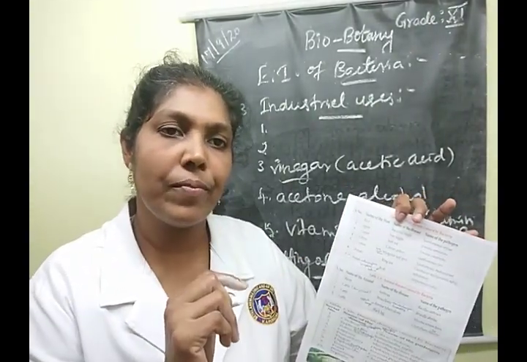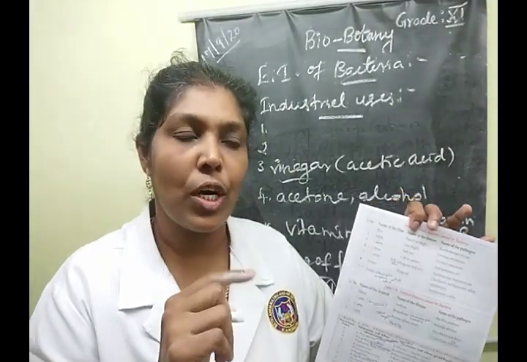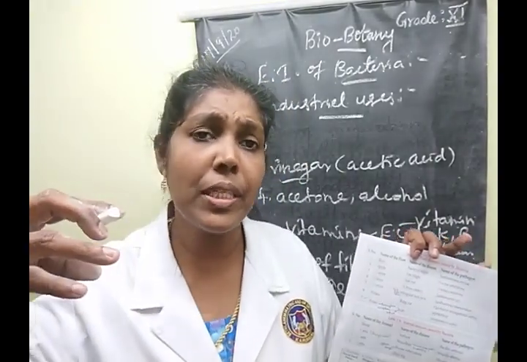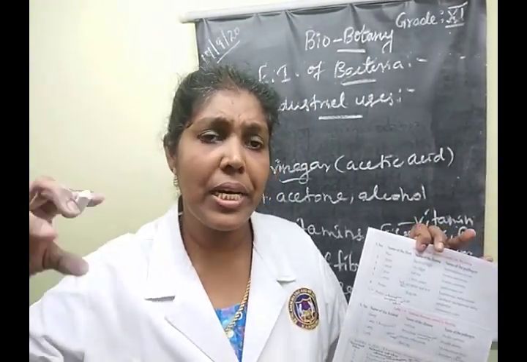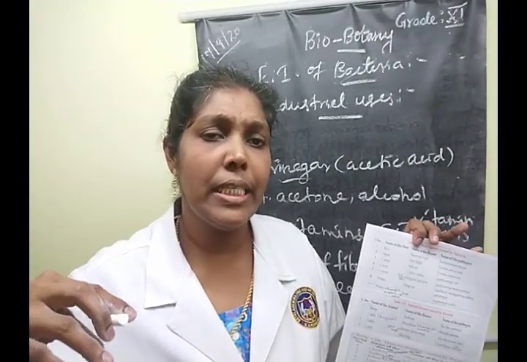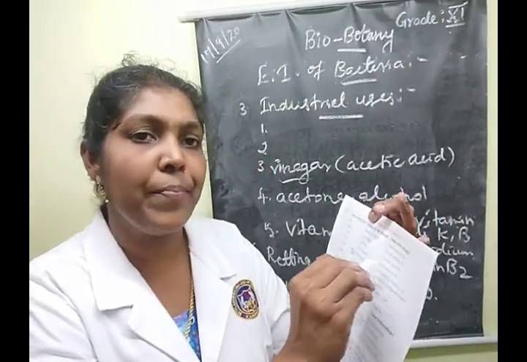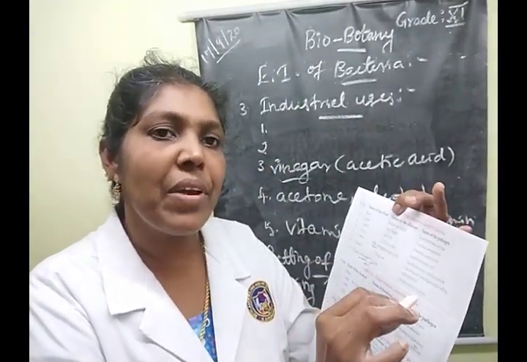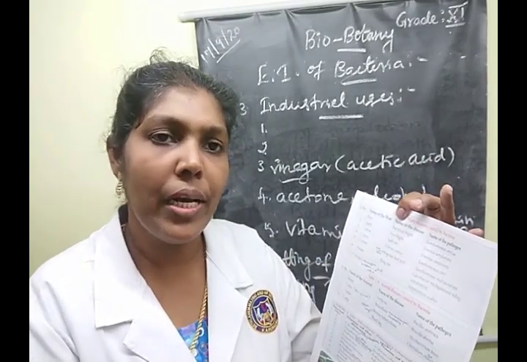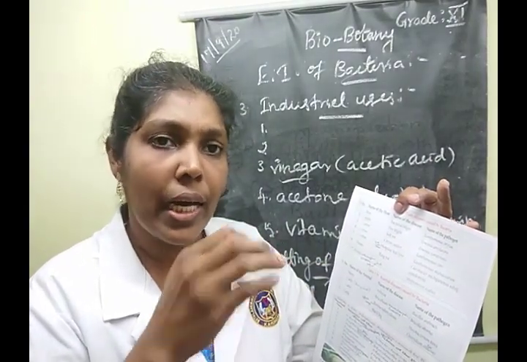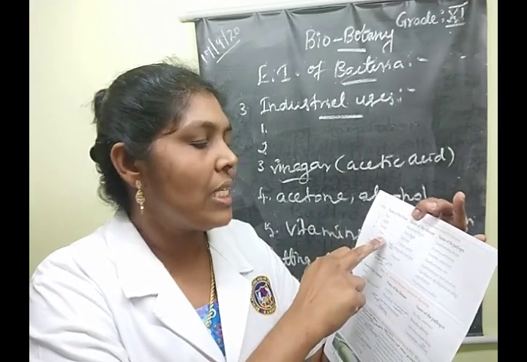The next one is carrot. The disease is known as soft rot. How will you identify soft rot? The taproot is decaying. That is soft rot disease. The host plant is the carrot, and the pathogen that causes this disease is Erwinia carotovora. The next one is citrus.